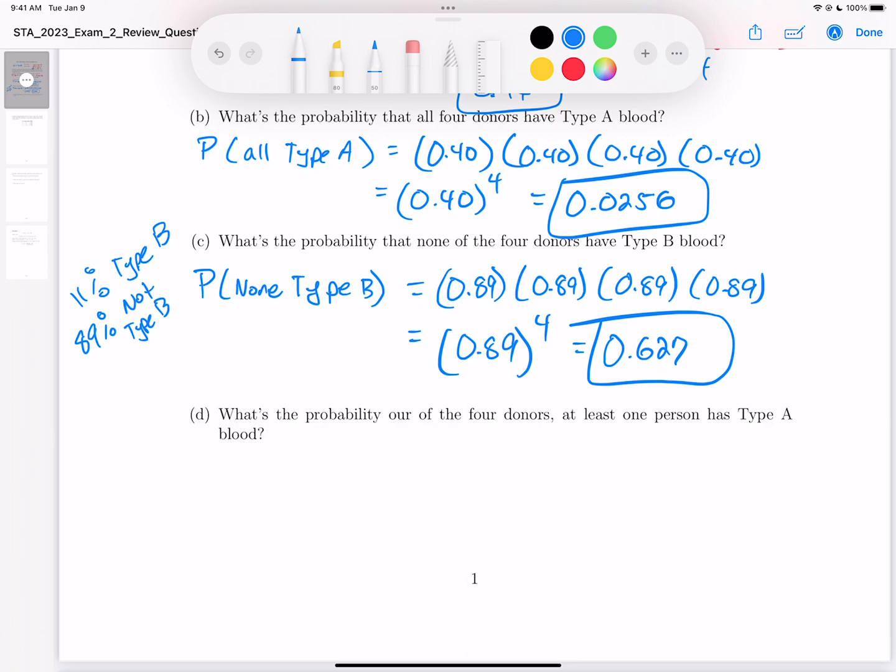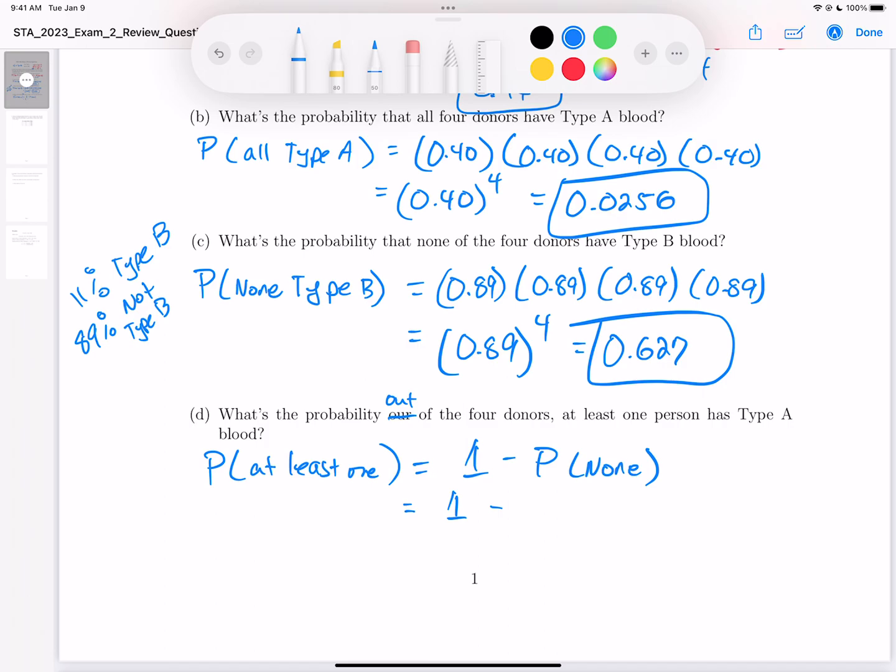What's the probability out of the 4 donors, at least one person has type A blood? Okay. Well, we're going to invoke something called the complement rule. And the complement rule says the probability of at least one will always be 1 minus the probability of none of them having it. So the probability of at least one person having type A blood will equal 1 minus the probability that none of them have type A blood.